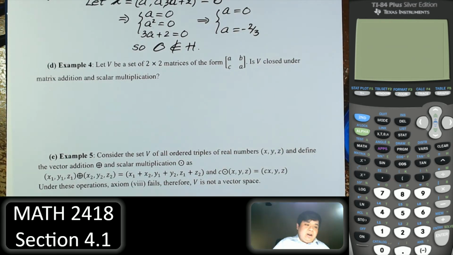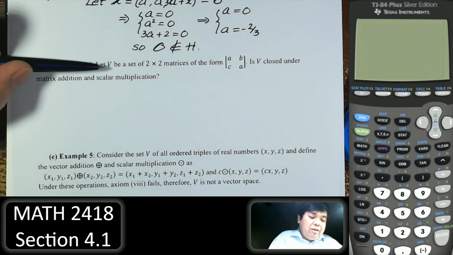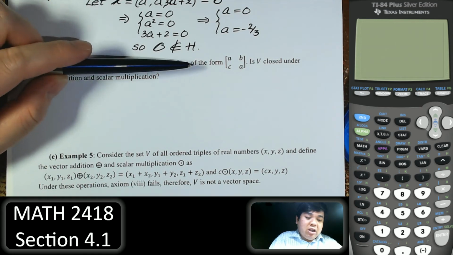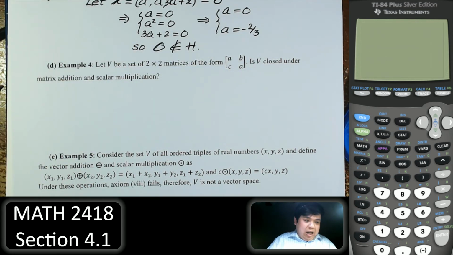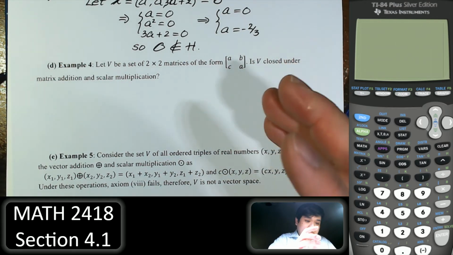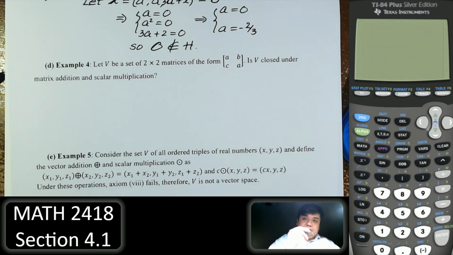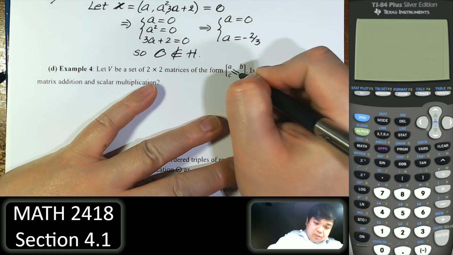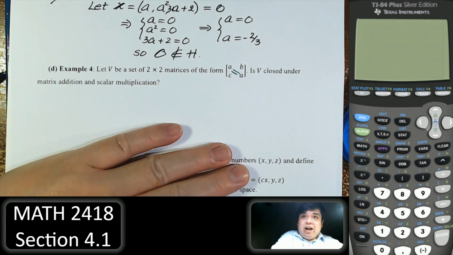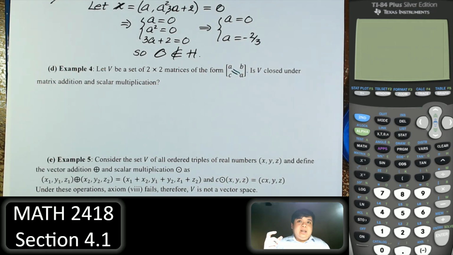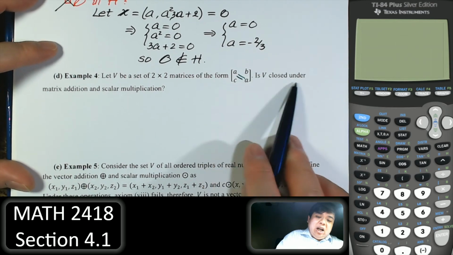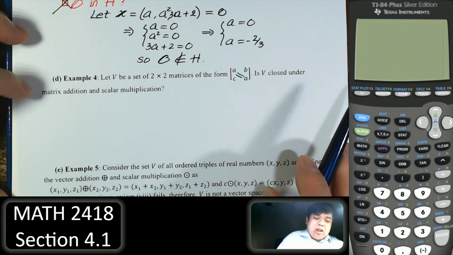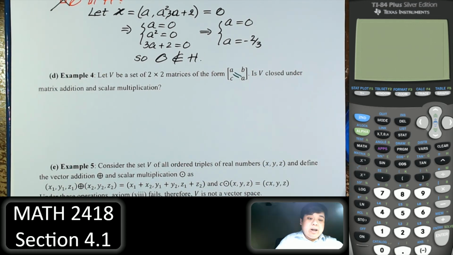Right, here's another example. Let V be a set of 2 by 2 matrices of the form [a, b; c, a]. So the characteristic of an element of this set is that it is a 2 by 2 matrix, but the diagonal entries are equal. So that is the characteristic of an element in the set. Now, is V closed under matrix addition and scalar multiplication? So we're just going to check.